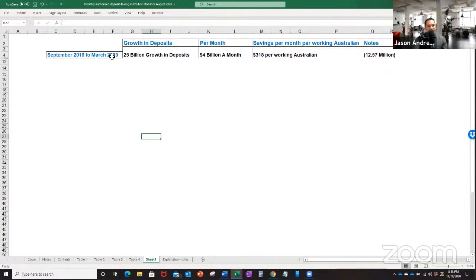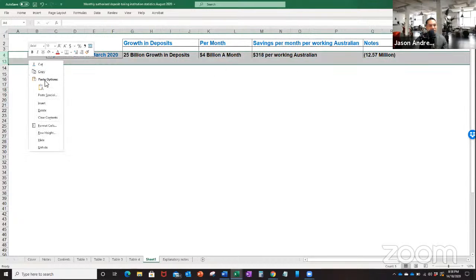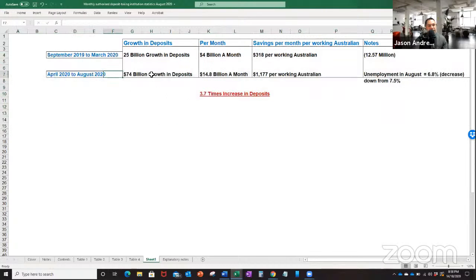From September 2019 to March 2020, $25 billion in deposits. It's $4 billion a month. That's $318 per working Australian, with 12.57 million working Australians. In the 5 months that we've been inside COVID, from April to August, there's been 74 billion growth. That's 14.8 billion a month. That's a 3.7 times increase in deposits, $1,177 per working Australian.